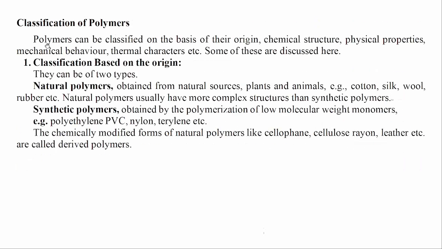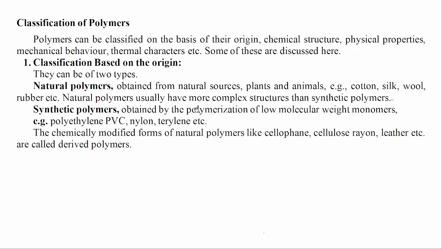Classification of polymers. Polymers can be classified on the basis of their origin, chemical structure, physical properties, mechanical behavior, thermal characters etc. Some of these are discussed here. 1. Classification based on the origin. They can be of two types. Natural polymers, obtained from natural sources, plants and animals, example cotton, silk, wool, rubber etc.